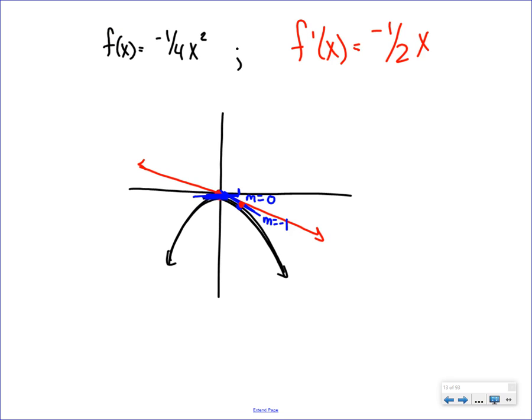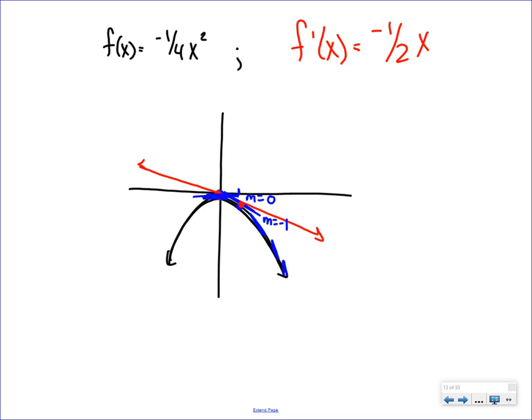At negative 1. But what happens as my tangent lines keep going and keep skimming? They get more and more and more negative. Where is this line going? More and more negative.